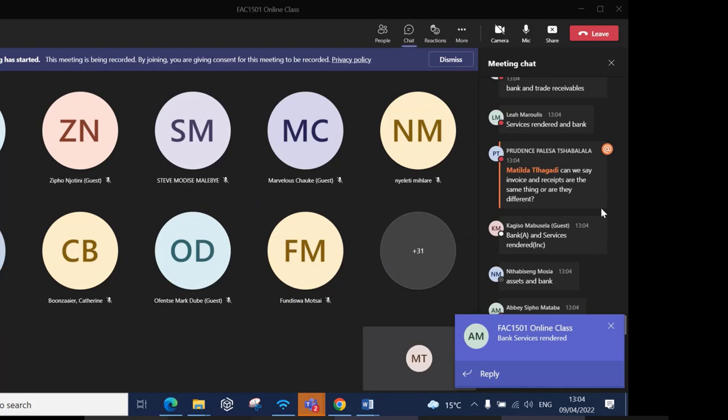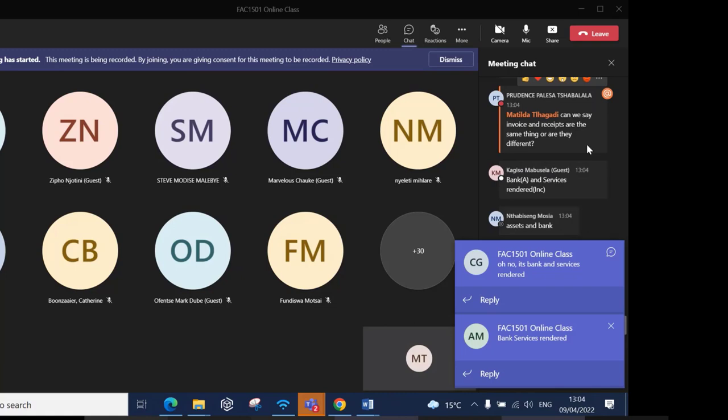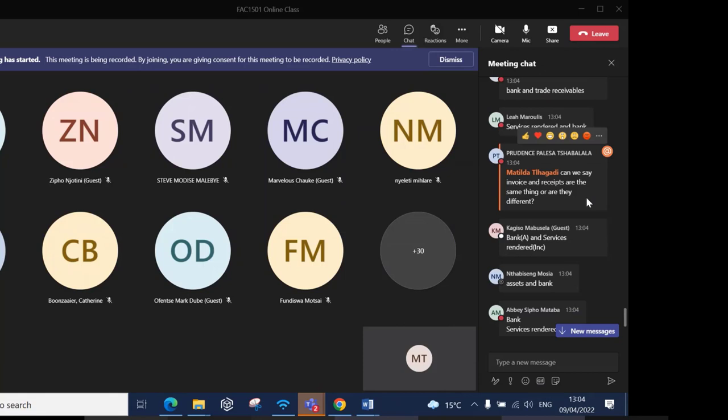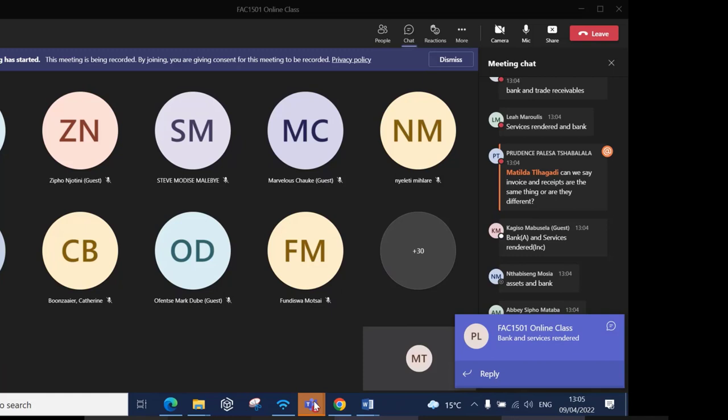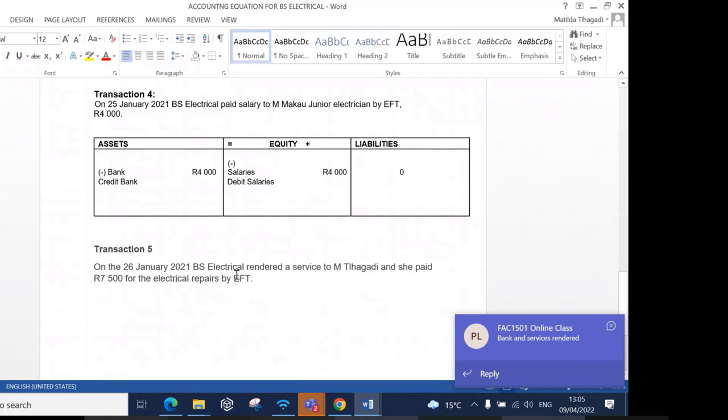Prudence is asking, can we say invoice and receipt, are they the same thing or are they different? Invoice and receipt are two different things. Prudence, I'll give you an example. If on the same transaction, M. Hlagadi didn't pay by EFT but paid by cash, she would have gotten a receipt from BS Electrical because they paid this amount by cash.